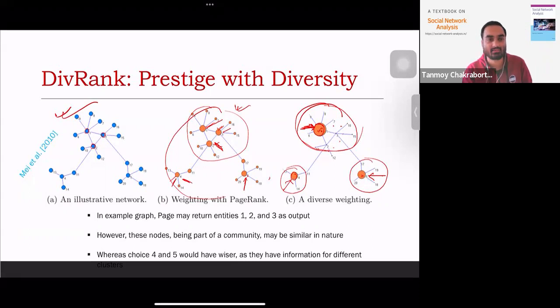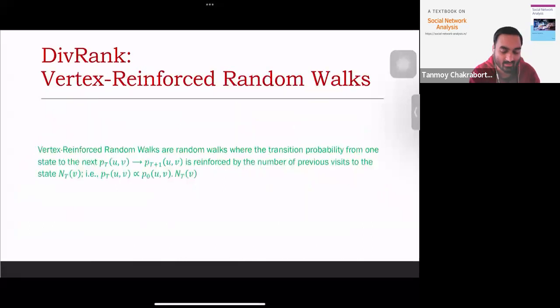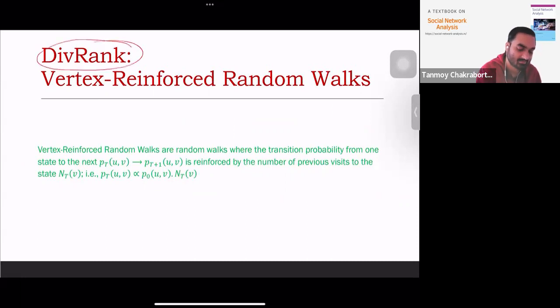So what I'm trying to say is that we should come up with a rank where two factors are equally taken into account. One is prestige, the other is diversity. Now the point is, how do we capture prestige and diversity together into the metric, into the PageRank formulation, for example. This is captured using the rank called DivRank, diversified ranking. To understand what DivRank is, let us first understand the random walk process a bit more.